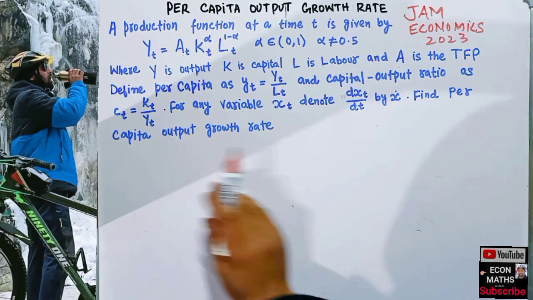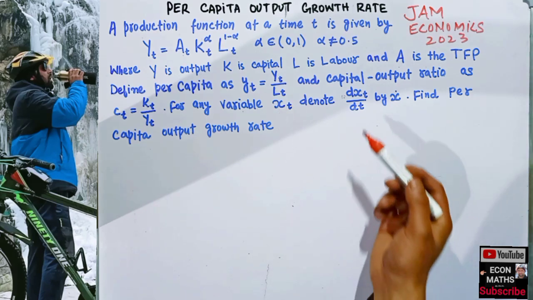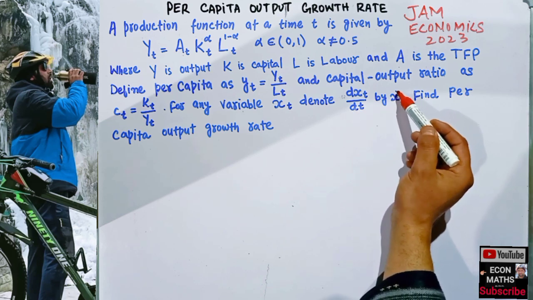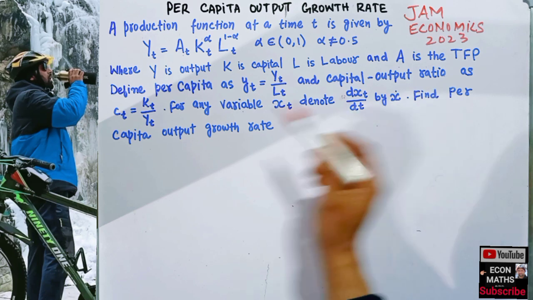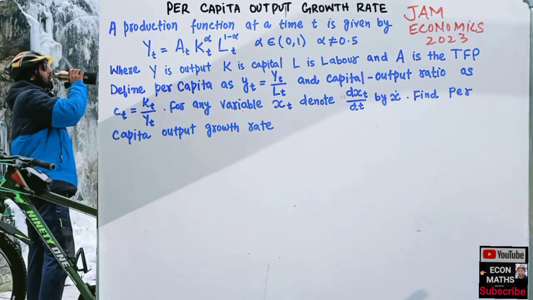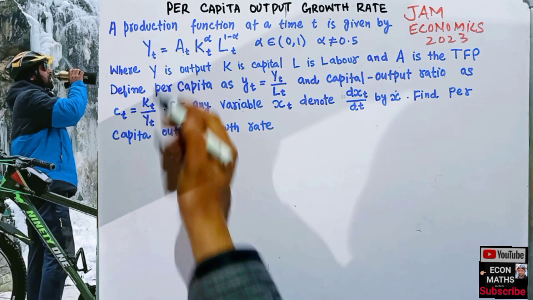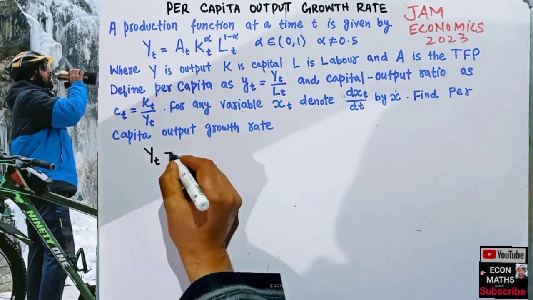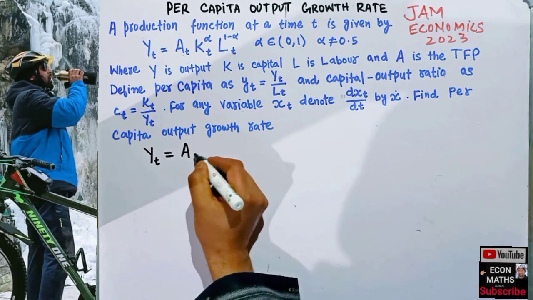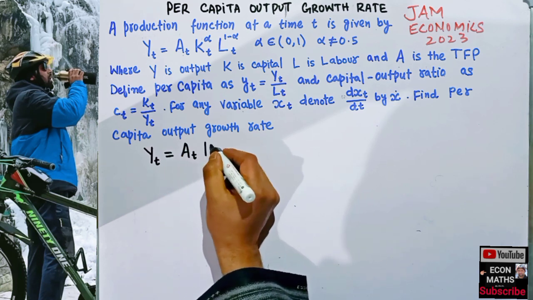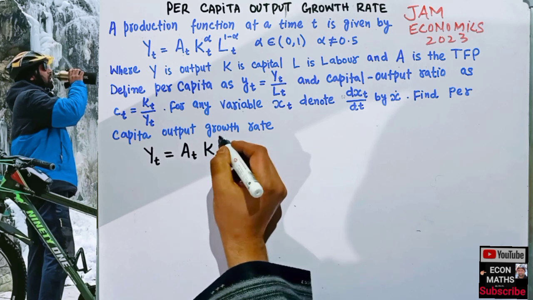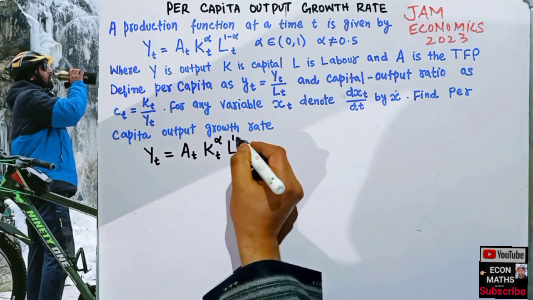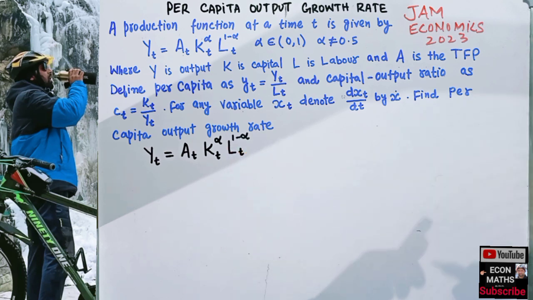For any variable x_t, its derivative with respect to time, that is dx_t upon dt, is denoted by x dot. We have to find out the per capita output growth rate. Okay, what are we being given? We are being given the production function. Let's write it here. So we have Y_t = A_t K_t raised to power alpha times L_t raised to power 1 minus alpha. This is our production function.